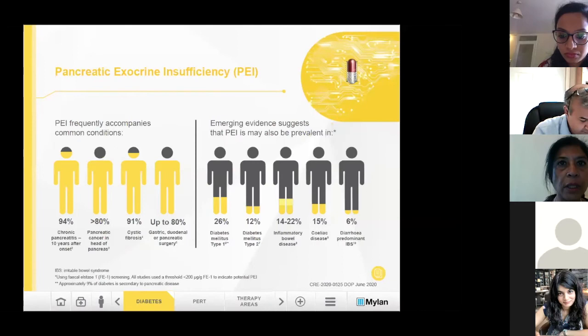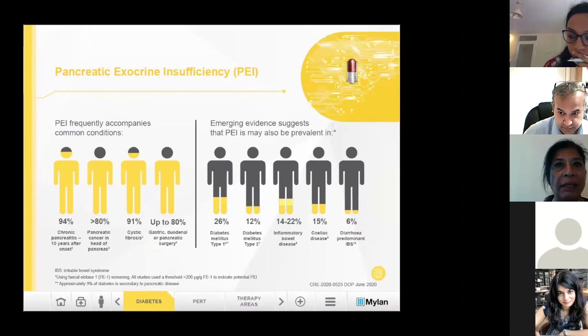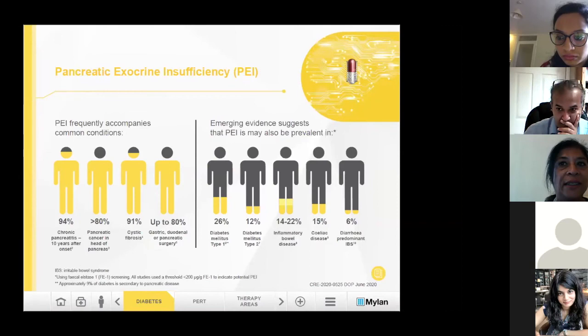So let's look at the prevalence of PEI. As you can see on the left-hand side, there is strong, solid evidence, which are found commonly, like pancreatic cancer, chronic pancreatitis, and cystic fibrosis, and other symptoms. But if we look at the right-hand side, you can see emerging evidence of diabetes type 1. As you can see, 26% of patients will have PEI, and approximately 9% of diabetes is secondary to pancreatic disease. And in type 2, 12% will have PEI.